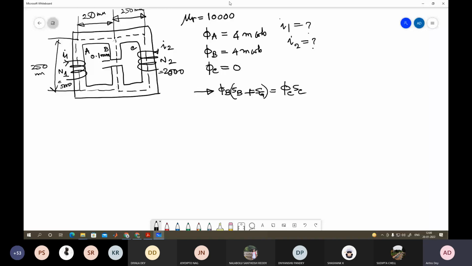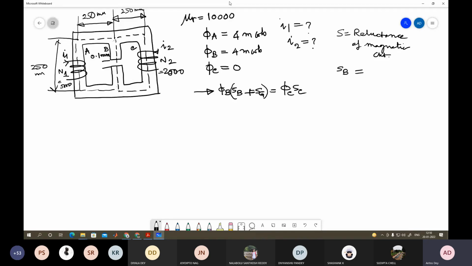Reluctance of magnetic circuit. Okay, so now, what is SG? SG is the air gap reluctance for this air gap, and SB is for the limb. So what will be our SB?